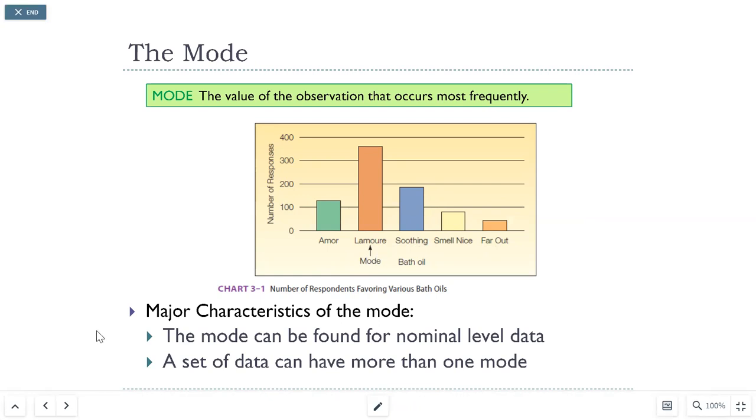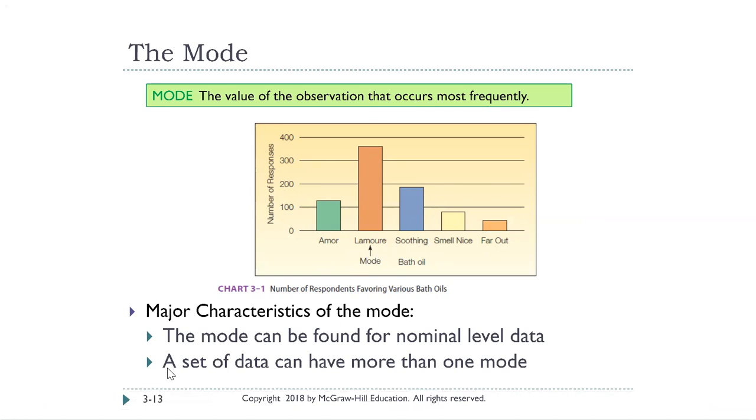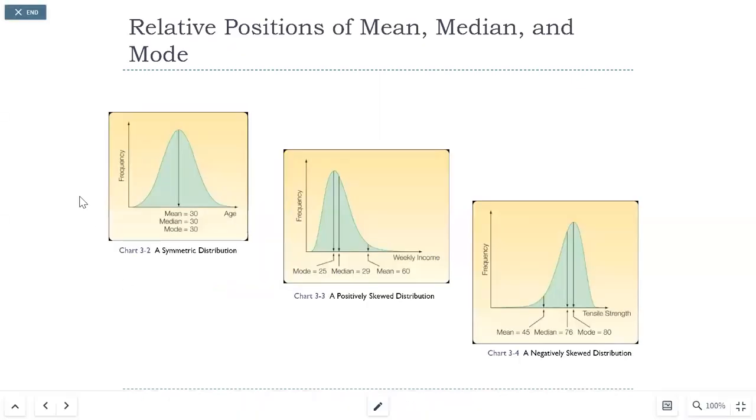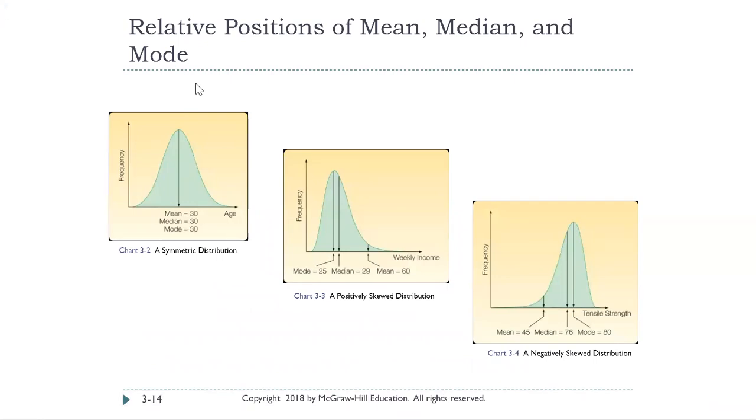And then this point here, a set of data can have more than one mode. So you can't have more than one mean. You can't have more than one median, but you can have more than one mode. So for example, if you have 10 people who make $10 an hour and the same number of people that make $100 an hour, you'll have two modes for this group of data.